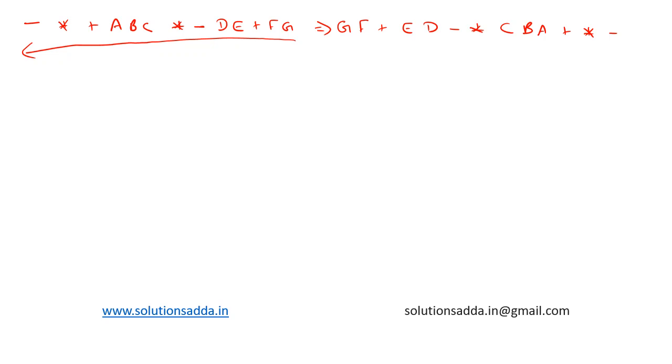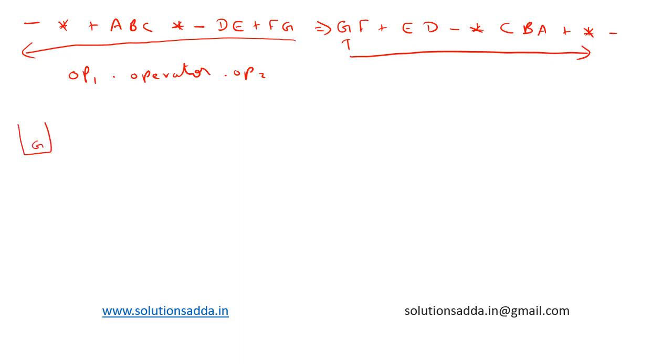If a symbol is an operand, then we push it into the stack. Now if we find an operator, we pop the top two operands from the stack and then we create a string of the form operand1 followed by operator followed by operand2, and we push it again into the stack. So going by these two rules, let's parse the expression from here to here and push into the stack. As we see g, we push g into the stack.